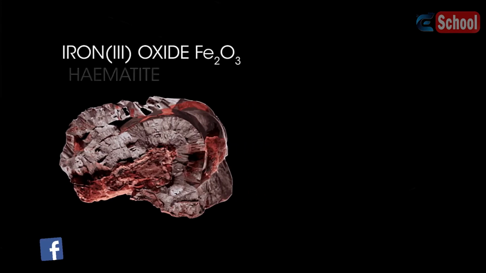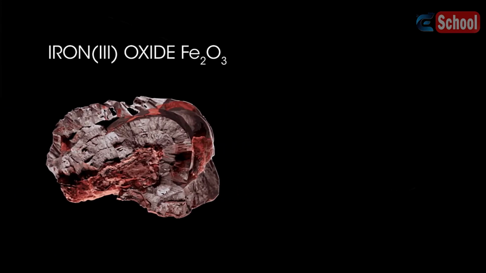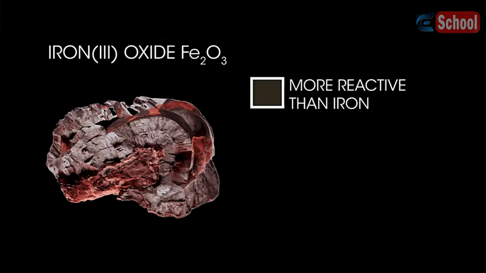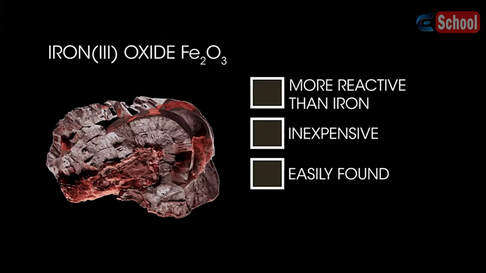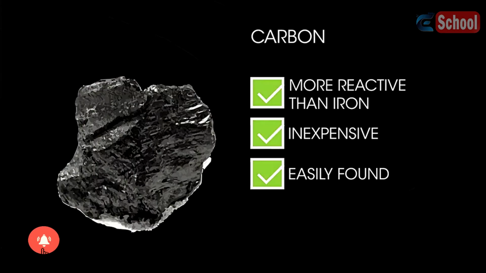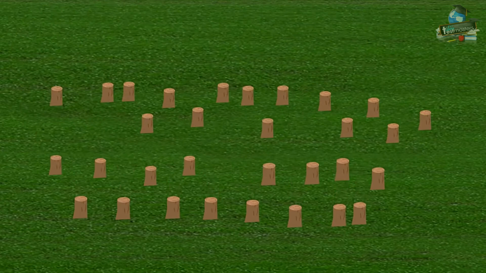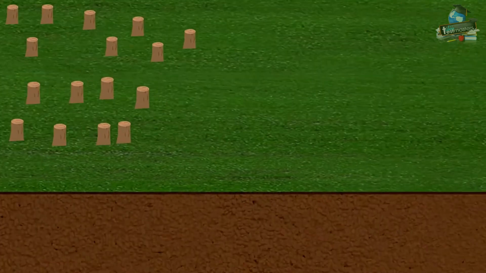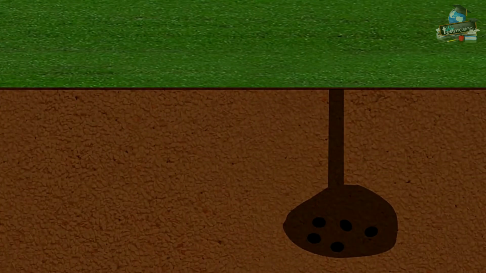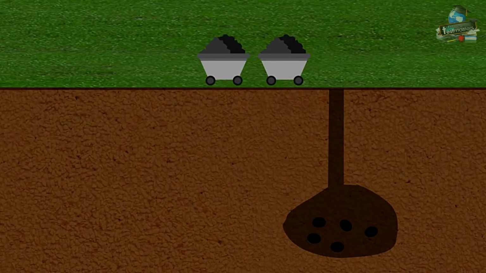To displace iron from its oxide, we need a material that is more reactive than iron, inexpensive and easily obtainable. Carbon ticks all of those boxes. Until the Industrial Revolution in the 18th century, the source of carbon had been charcoal, which contributed to deforestation in many parts of Europe. The discovery that coke, almost pure carbon, could be made from coal was a major breakthrough.